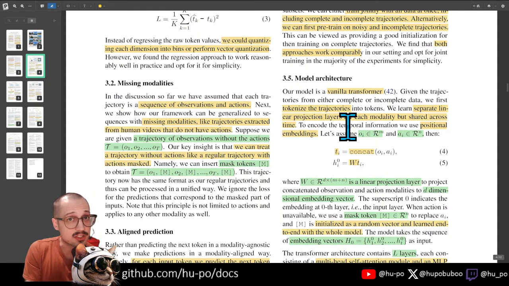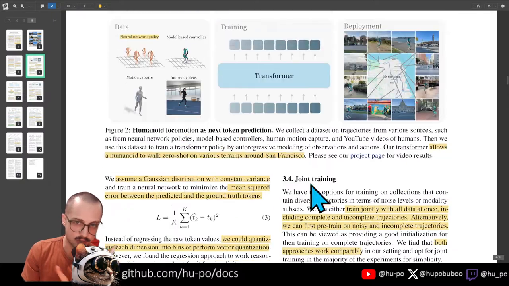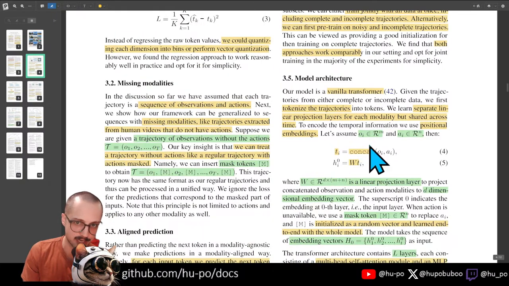So 87 asked, is the observation visual pixel data? This is not visual pixel data. This is joint data, right? So it's not using the camera in any way. There's no vision information here. This is doing it purely in the observation space of the robot, which in this case is basically the position of all the joints.